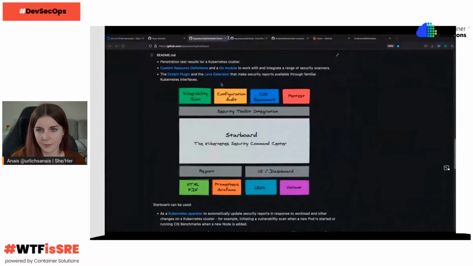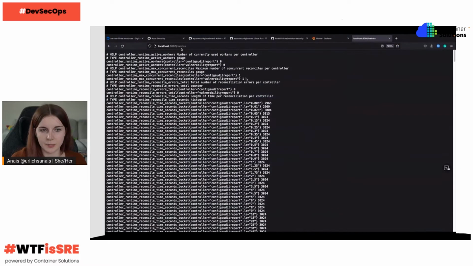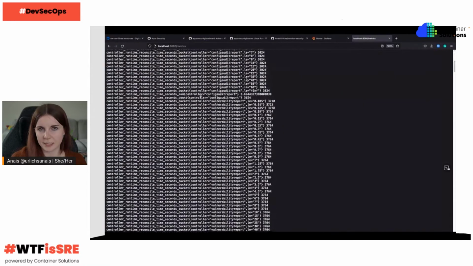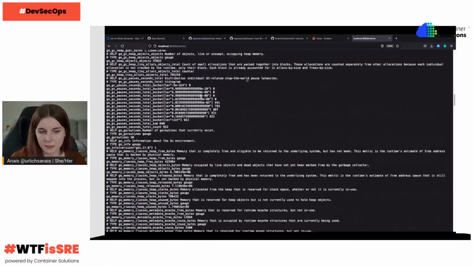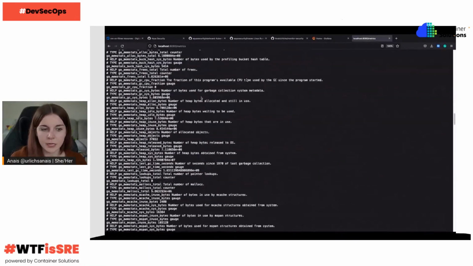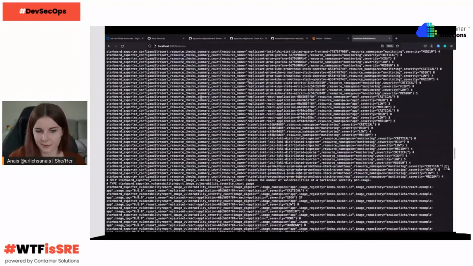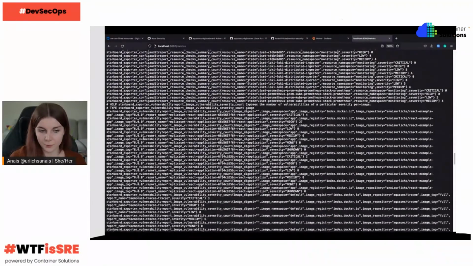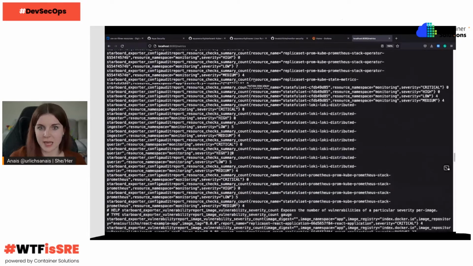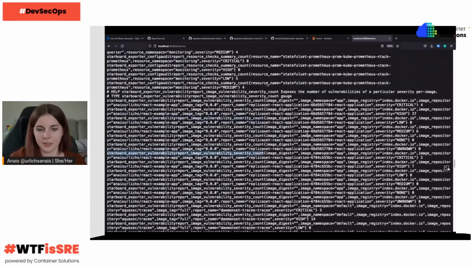It's basically all of the metrics coming from Starboard that provide the vulnerability reports inside of your cluster, for example, or the other scanning reports. So these are all the metrics that you can access. Now we're going to focus in this case on the metrics from the vulnerability reports, and visualize them in Grafana itself.